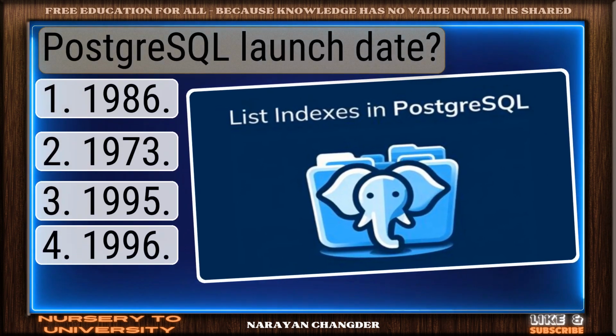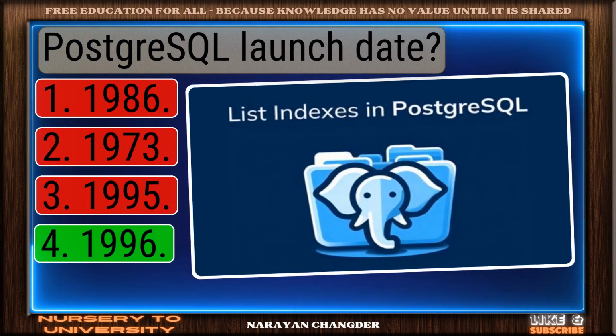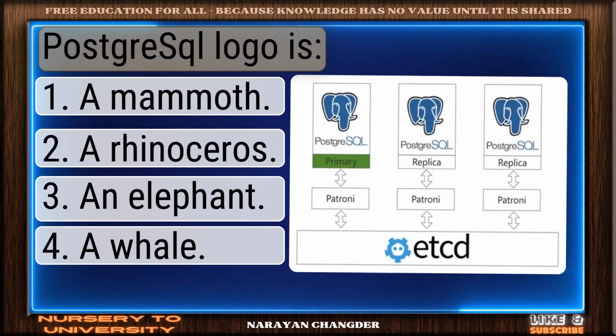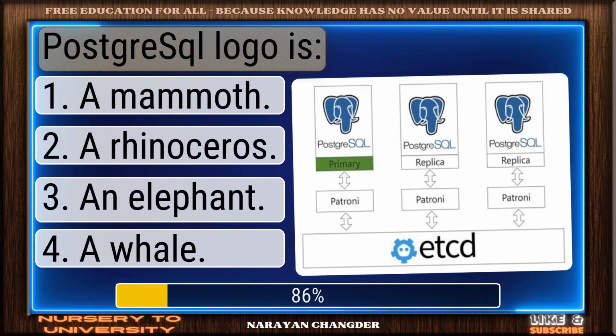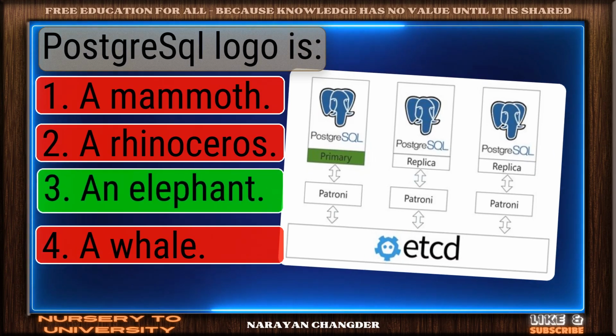Question number 79. PostgreSQL launch date. 1996 is true. Question number 80. PostgreSQL logo is. Correct response. An elephant is the most accurate answer.